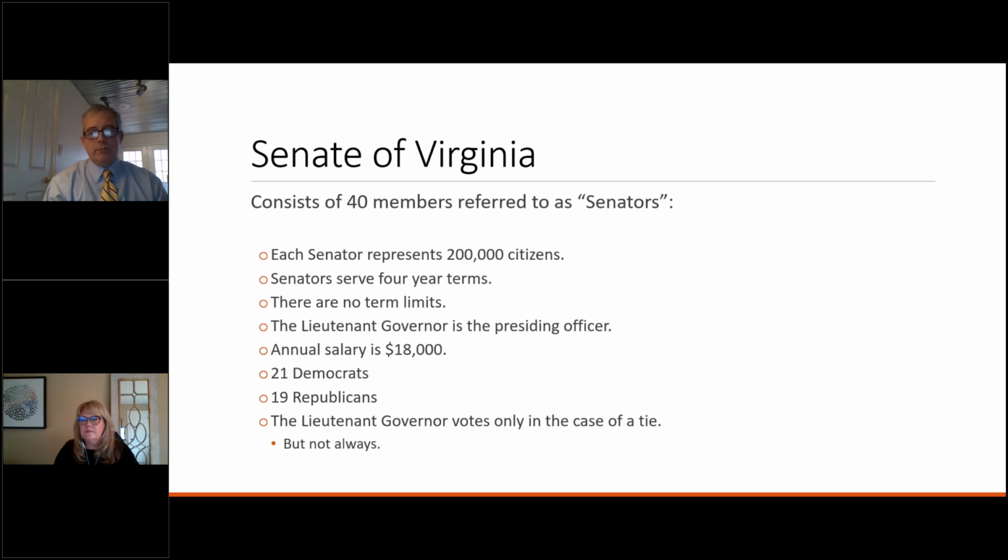So, very slim one-seat majorities for Democrats in both the House and the Senate. The Lieutenant Governor, as a presiding officer, votes only in the case of a tie, but not always. Lieutenant governors cannot vote on matters of the Constitution, matters of taxation, or the selection of judges.